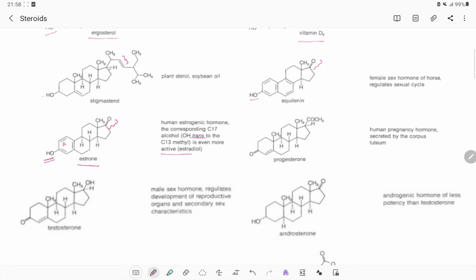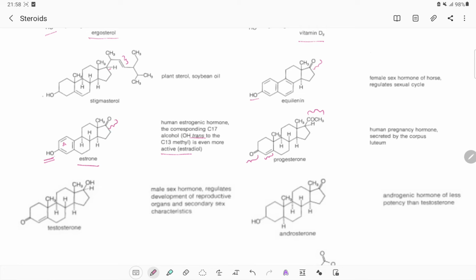Then comes progesterone. Progesterone is a human pregnancy hormone secreted by the corpus luteum. Here we can see that in ring A there is a carbonyl carbon and a C double bond C, and in ring D there is a ketonic system, that is COCH3. This is similar to estrone, but there are a few functional groups which differ.